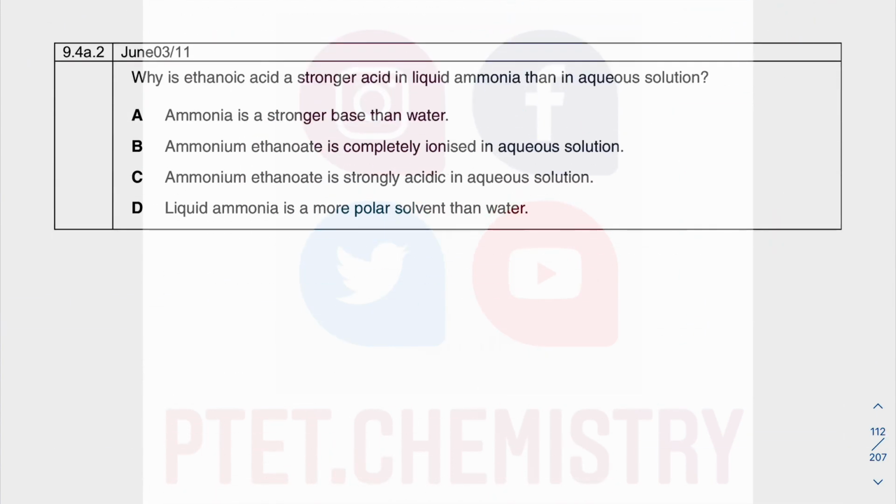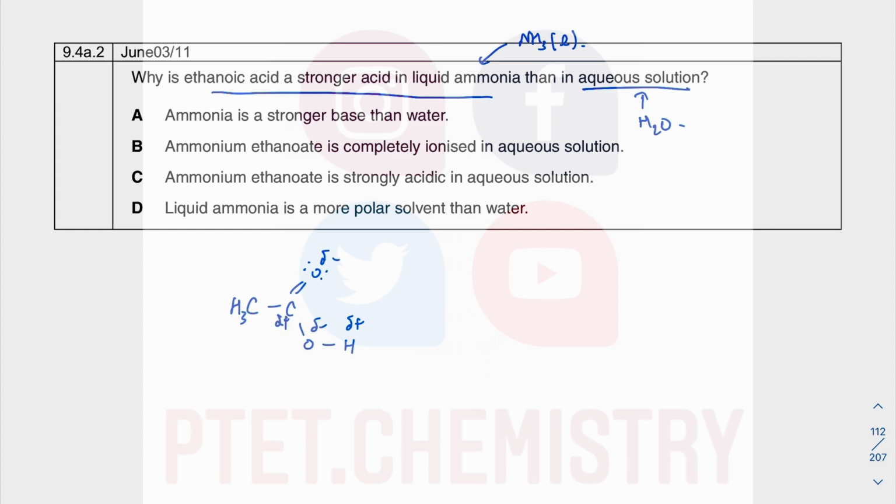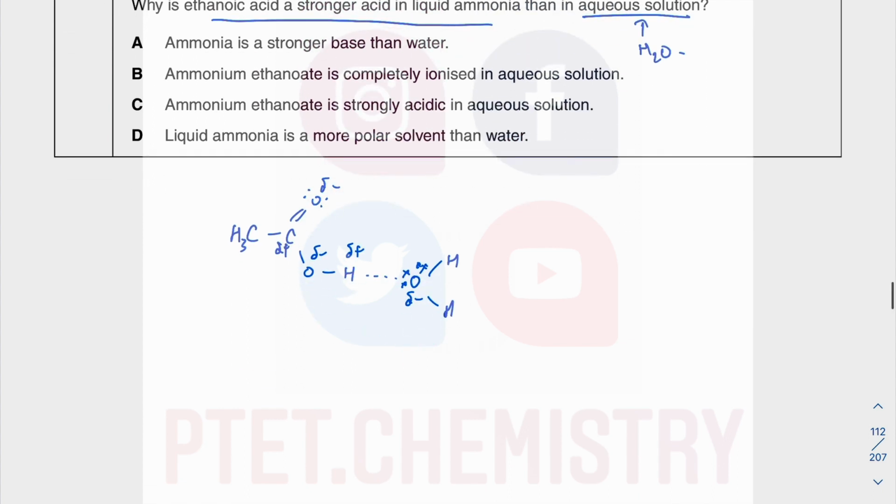So this one is asking why is ethanoic acid a stronger acid in liquid ammonia than in aqueous solution? So in aqueous solution, you will have water. In liquid ammonia, you just have NH3 liquid, alright? So when you have ethanoic acid, I hope you can appreciate that you can form hydrogen bond like that. So you can form hydrogen bond not just with water. Suppose in water you will have water like this. So from the lone pair with the electronegative element, that's how you can label H bond. Gotta have the dipoles, gotta have the lone pair, gotta have the dipoles as well, and the label of course.